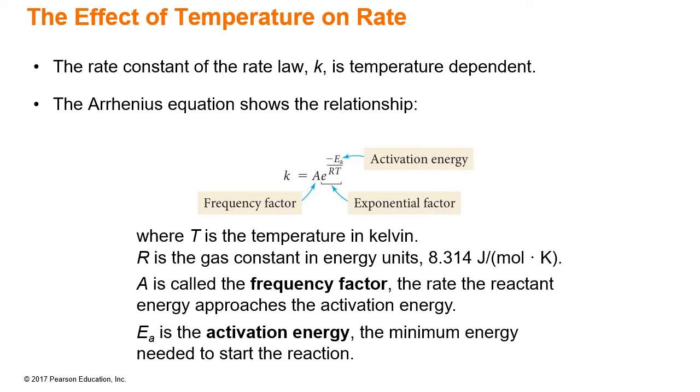Well, the temperature comes into play in our rate constant. So the rate constant K is actually a larger equation in itself that includes a frequency factor, an exponential factor, which also includes our activation energy and temperature. So T is our temperature in Kelvin, R is our gas constant, and we need to use the gas constant with units of joules because our activation energy is going to have units of joules.